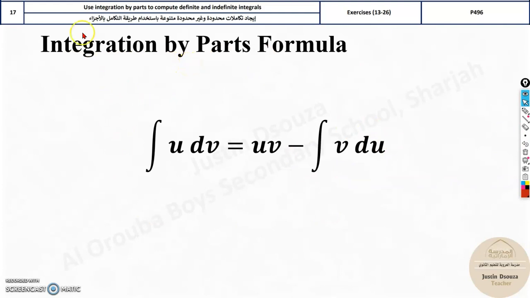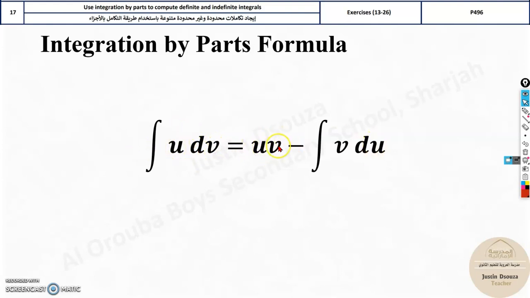Now this is asked in part 2, 17th topic. We can use the direct method, the shortcut method of integration as well. That is up to you. But now we will go through integration by parts using the formula. It is integral of u dv equals uv minus integral of v du. See over here, we just take u and dv. We have to integrate this dv to get v.